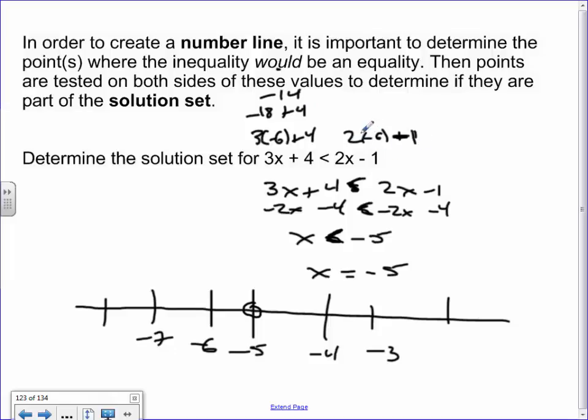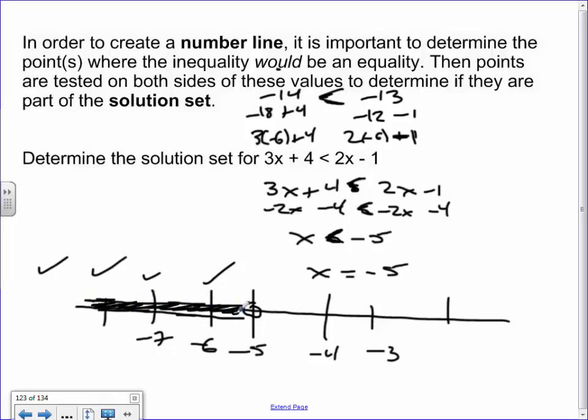Okay, now to this side. 2 times negative 6 is minus 12. Add one more, it's actually negative 13. Is negative 13 greater than negative 14? Apparently, negative 6 would be true as my test point. Well, based on this logic, then hopefully minus 7 should also be true, and minus 8 should also be true. And everything on this side over here should be where the values are that I'm looking for.